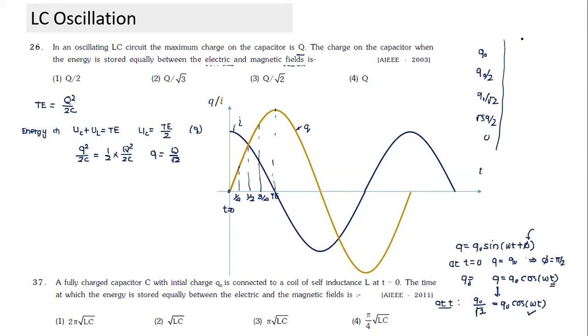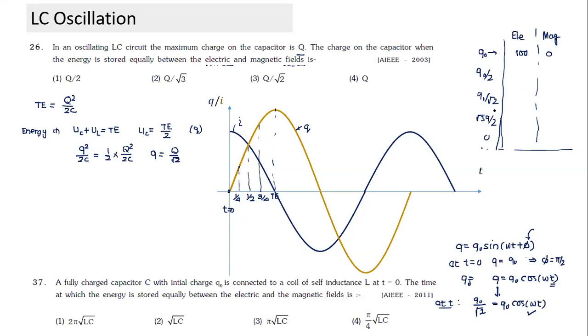How would energy be shared between electrical energy and magnetic energy? What is the proportion? Can you tell me the proportion? Is that difficult to tell? At Q naught, when the charge on the capacitor is maximum, what proportion is electrical energy? What proportion is magnetic energy, Tejas? Electric energy will be the total energy, right, sir? This will be 100% and this will be 0%.